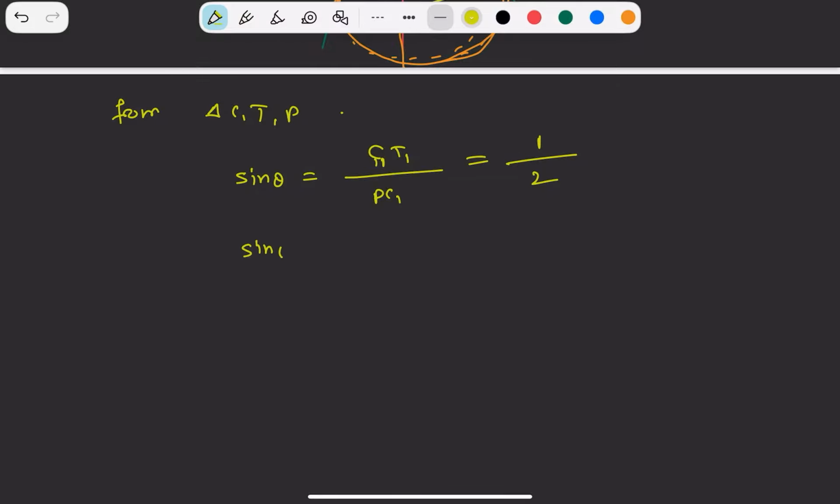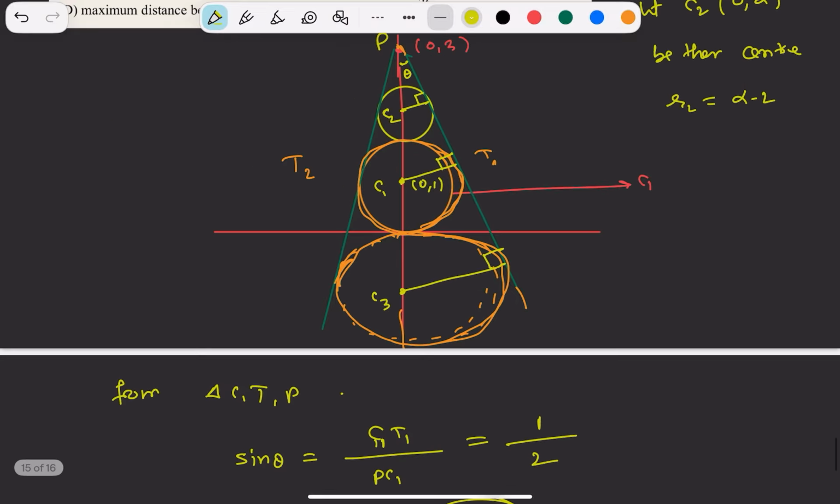So sin theta equals 1 by 2. So theta will be how much? 30 degrees. Now the question is much simpler. Let us try to find the radius R2, radius R3, and the centers and all. Correct or not?